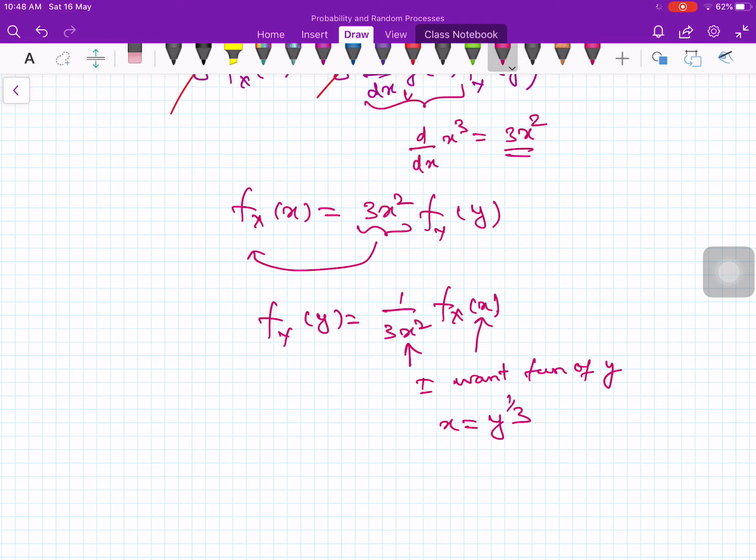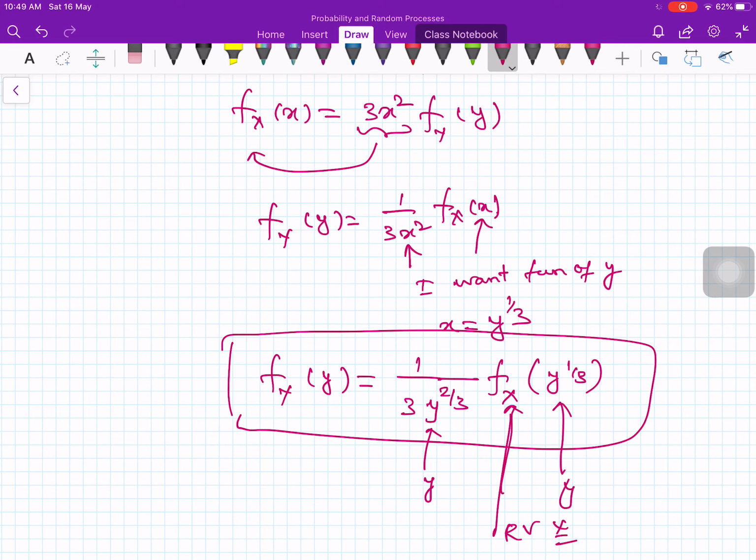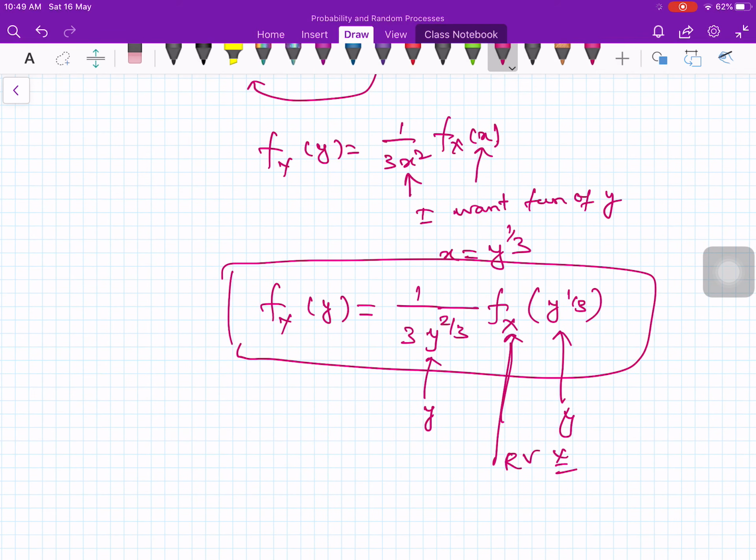So we end up finally with the formula for the density of the random variable y. See here there is no x, it is a y here, and this also y. But don't confuse with this x. This is a random variable x. So the density function of the random variable is written in terms of using the parameter y. So that is the given probability density function of the random variable y, and this one is the PDF of x, the random variable x.